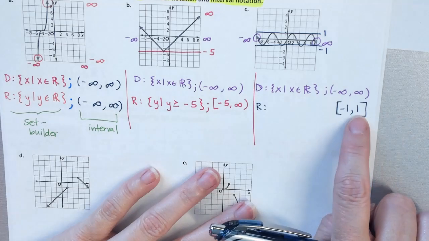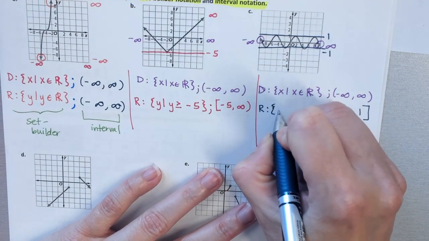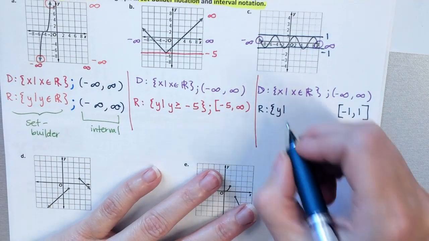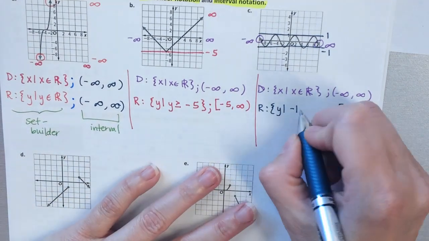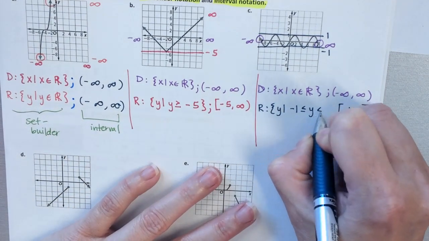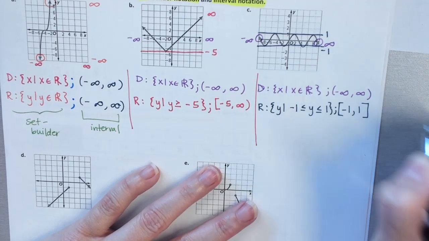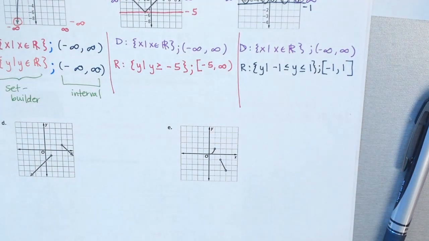And so this is in between two numbers. When you're writing that as an inequality, it's a compound inequality. It just means that y is in between -1 and 1. So -1 is less than or equal to y, which is less than or equal to 1. So you're going to do a compound inequality there. It's in between -1 and 1.